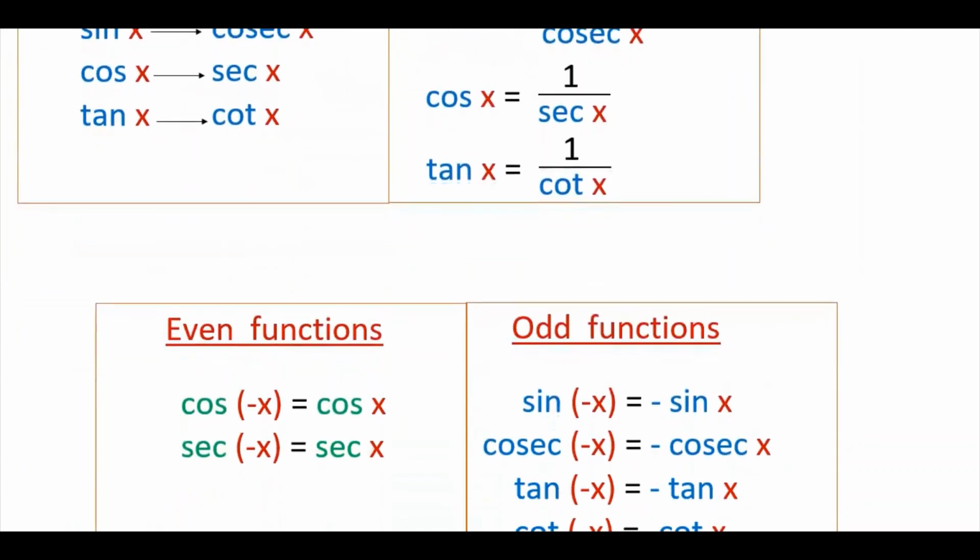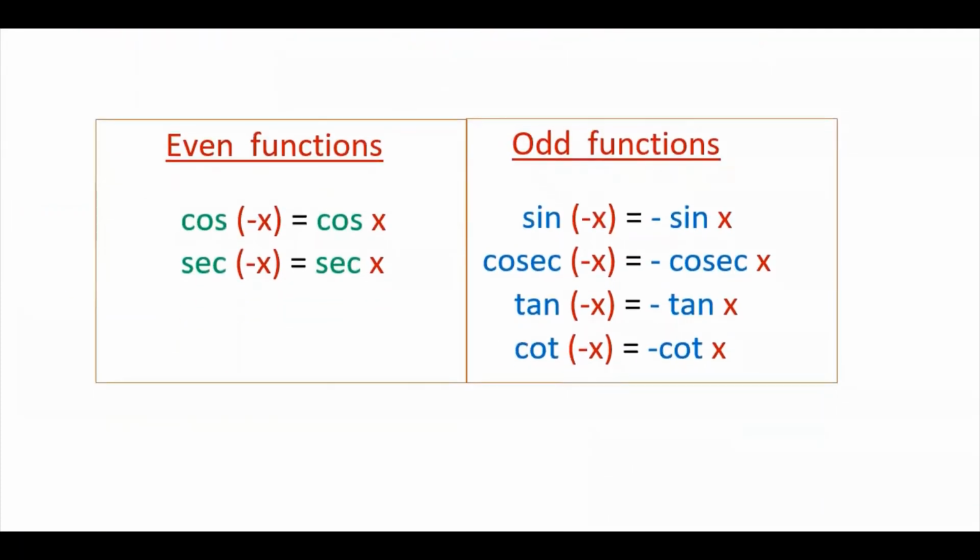And out of these trigonometric functions, there are some even functions and odd functions. Even functions are cos and secant, and the remaining all are odd functions. Even functions means cos of minus x is equal to cos x only, and secant of minus x is equal to secant x only. Here, if the angle is negative also, the value will not change, it is positive only.